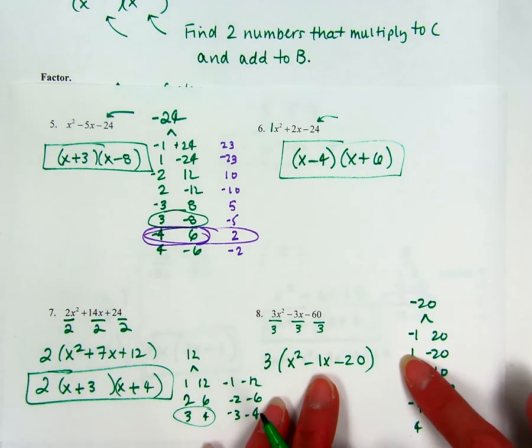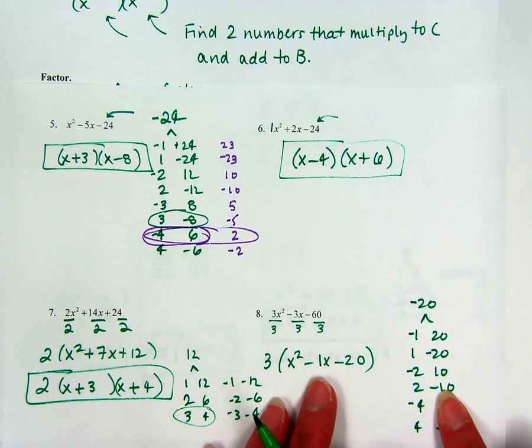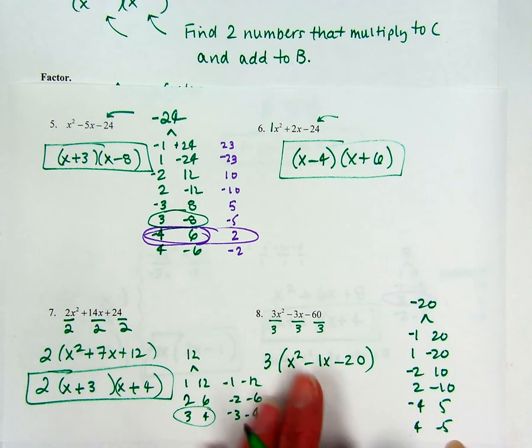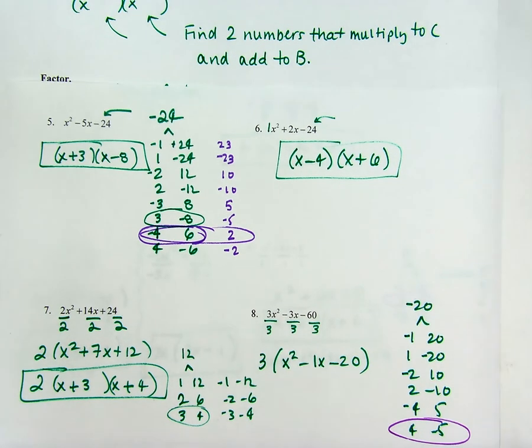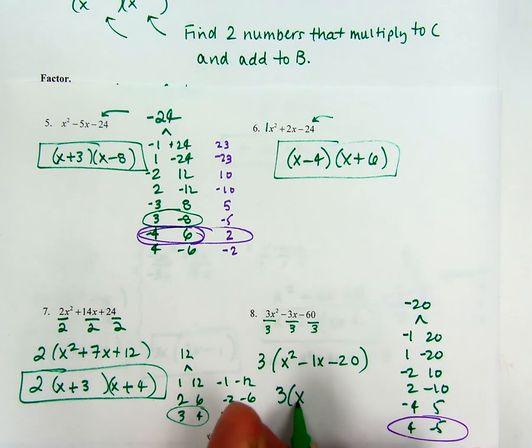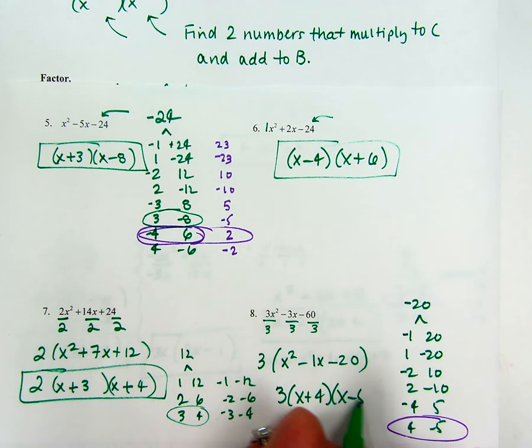Well, these are far apart, so I know it's not that. These are going to add to 8 or negative 8. This is 1 or negative 1. Make sure you pick the correct one. We want to add to negative 1. So it's 3 times the quantity x plus 4 and x minus 5.